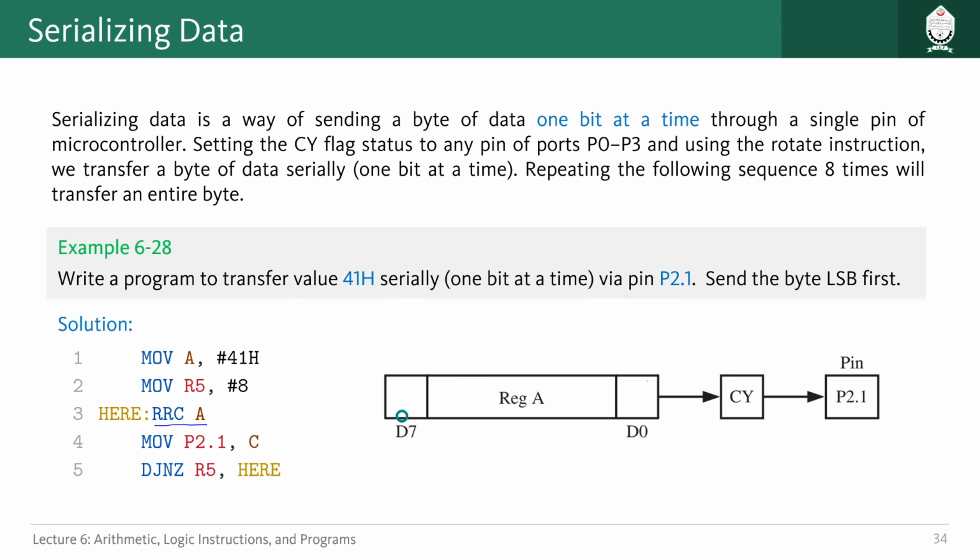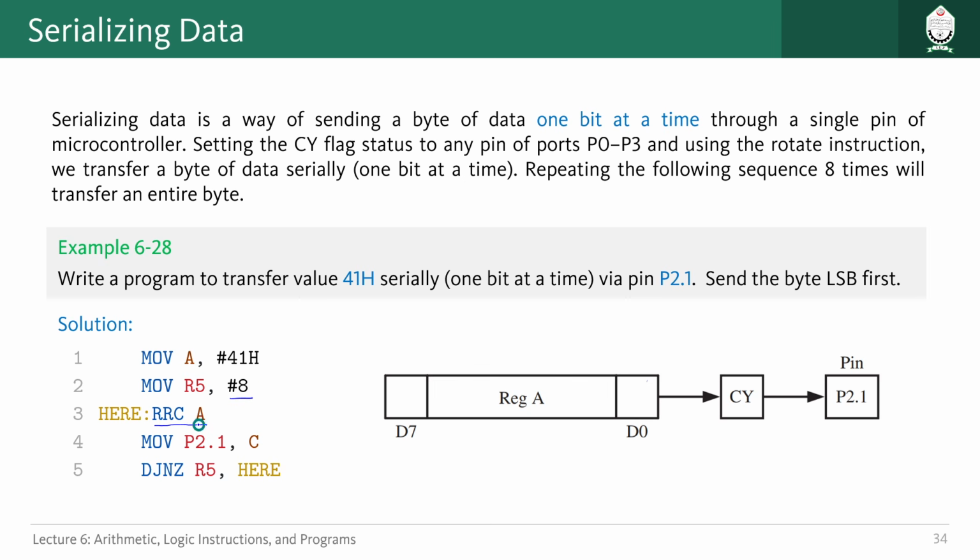That is not important, but what is important is, if I execute this particular instruction 8 times, what will happen? One by one, all the bits inside register A, or all the values of 41H, will come to carry, least significant bit first, one by one. So that's why we have this 8 value, so that we can run this loop 8 times and get all the 8 bits of 41H which is stored in register A.